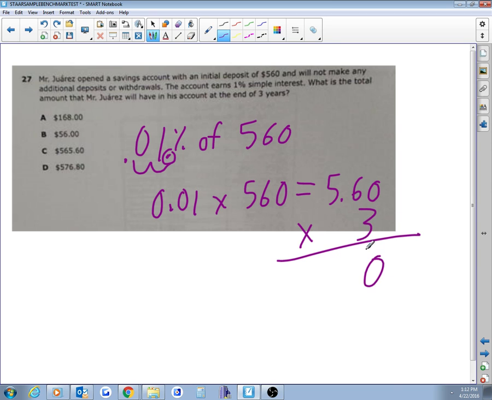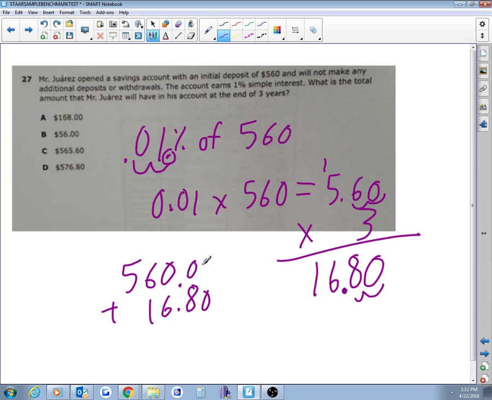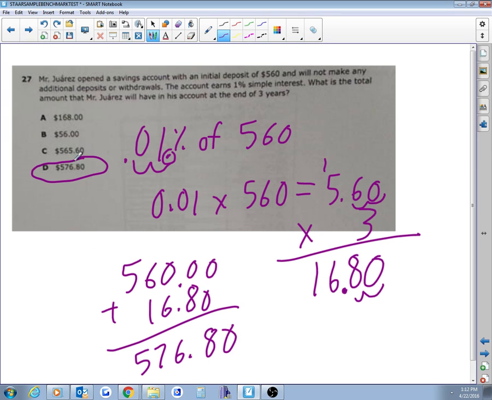3 times 0 is 0. 3 times 6 is 18. Carry the 1. 3 times 5 is 15, plus 1 is 16. Bring back the decimal twice. So he'll earn $16.80 in interest. So how much will be in his account? Well, we started off with 560, and he's earning $16.80 in interest. If we add these up, we end up with $576.80.